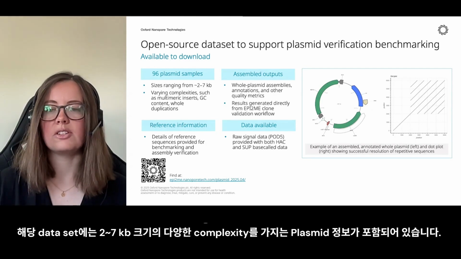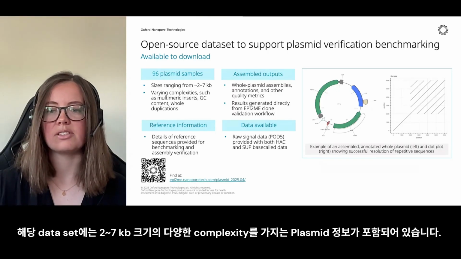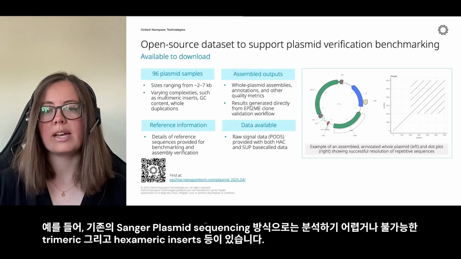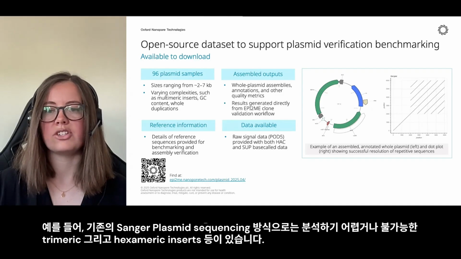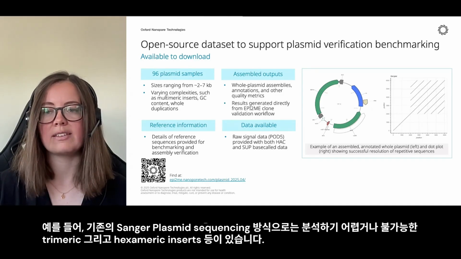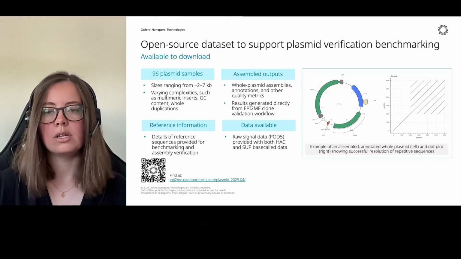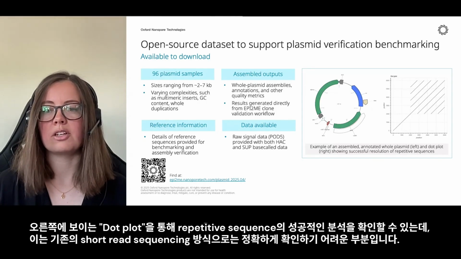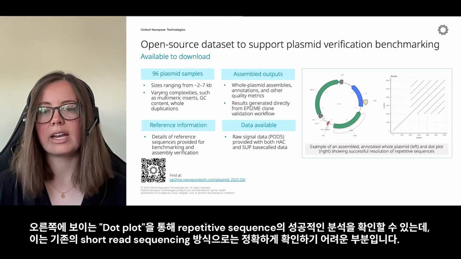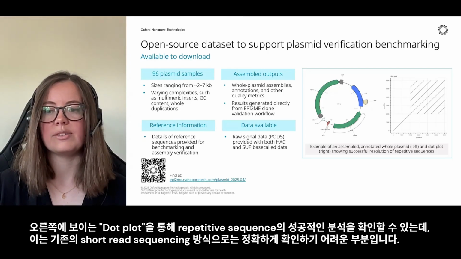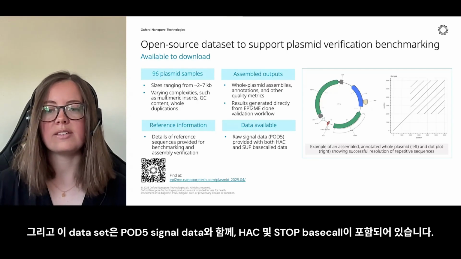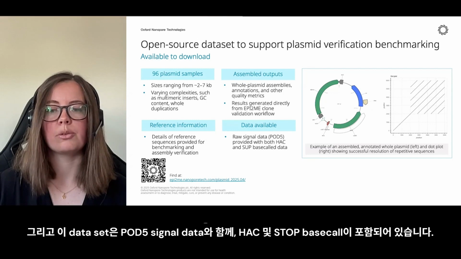The dataset includes plasmids ranging from 2 to 7 kb in size of varying complexities. For example, trimeric and hexameric inserts, which are often challenging or not possible to resolve using legacy plasmid sequencing techniques. The dot plot on the right-hand side confirms successful resolution of repeat sequences, which are challenging to accurately capture using short-read sequencing methods. The dataset contains POD5 signal data, along with both HAC and SUP base calls.